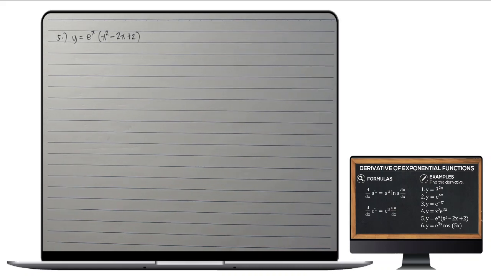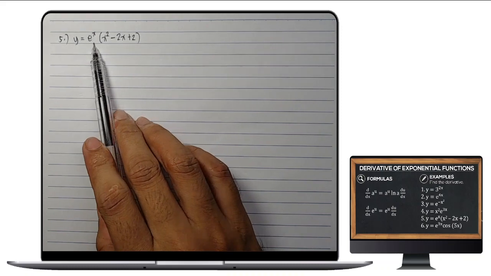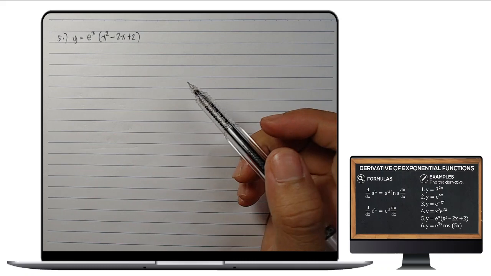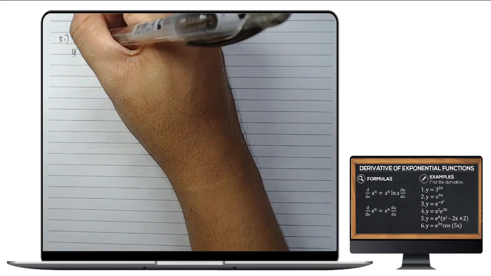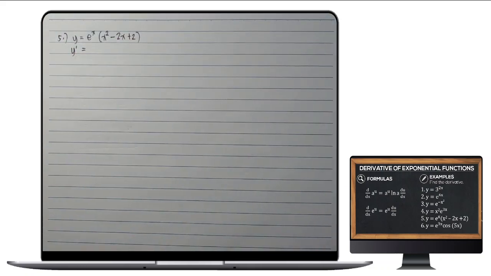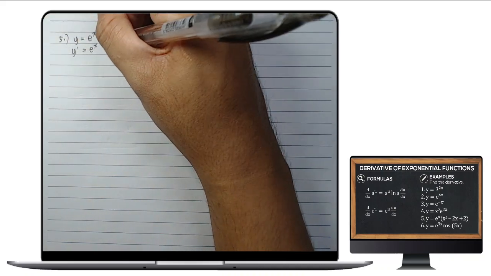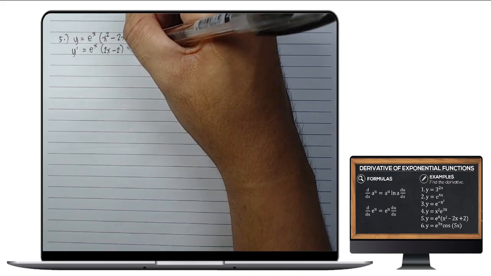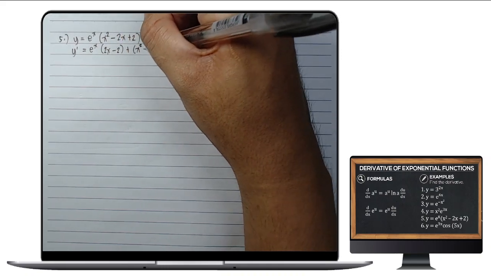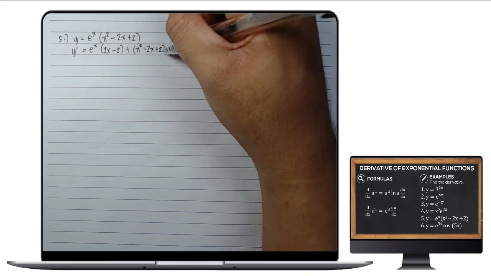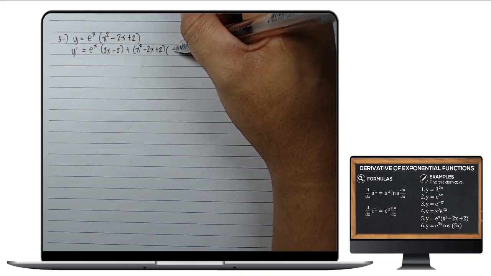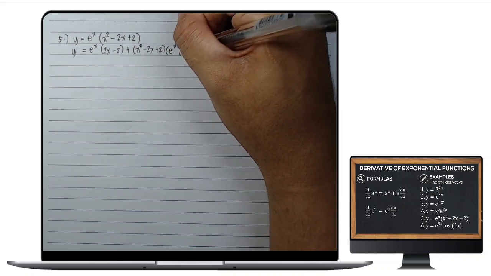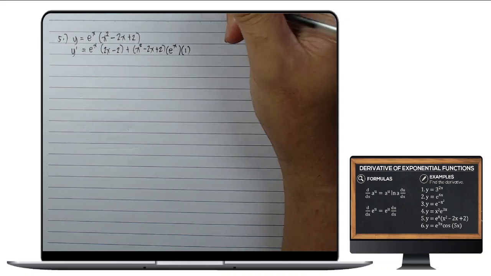So again, this is derivative of product. That is simply copy, then take the derivative of this, plus copy, then take the derivative of the other one. So let's go directly. Y prime, the first derivative: copy, then take the derivative of this, that is simply 2x minus 2, plus copy x squared minus 2x plus 2, then take the derivative of e raised to x, that is e raised to x multiplied by the derivative of x, which is simply 1.